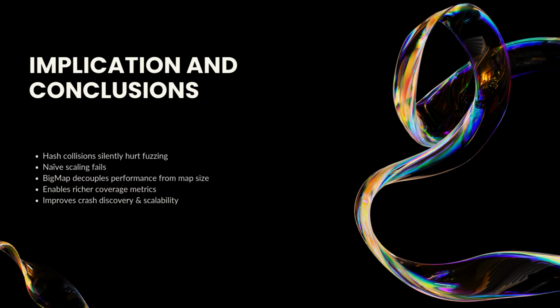To conclude, this paper addresses a subtle but fundamental limitation in coverage-guided fuzzing. Hash collisions in fixed-size coverage maps reduce the fuzzer's ability to distinguish new program behavior. As software systems grow larger and coverage metrics become more expensive, this problem becomes more severe. A natural solution is to increase the bitmap size. However, naively enlarging the map introduces severe performance overhead, causing throughput to collapse.